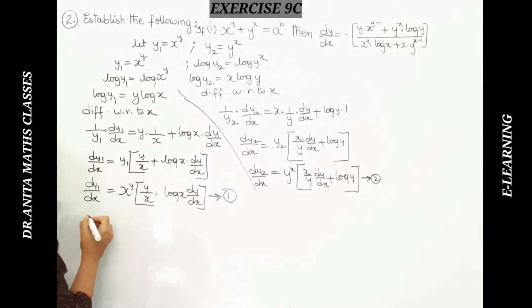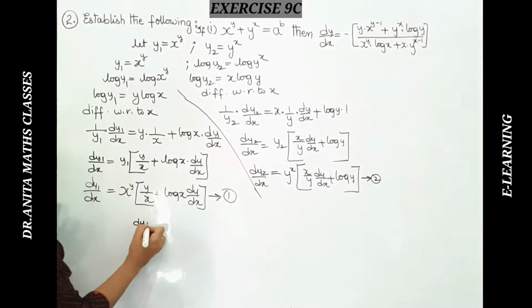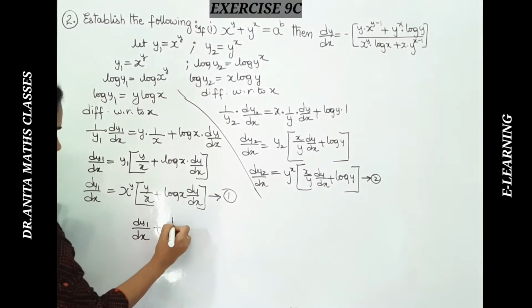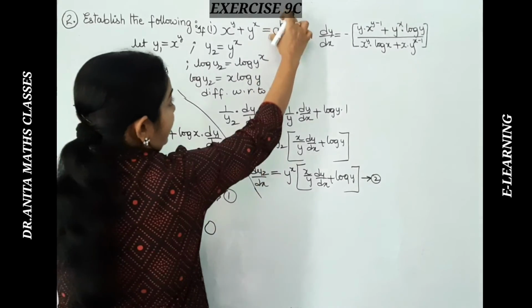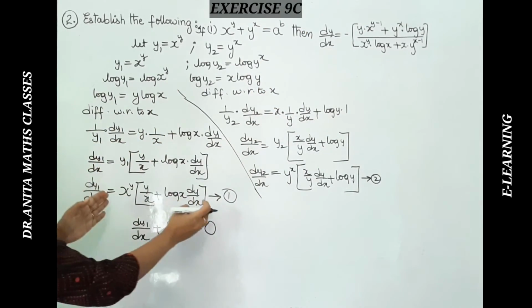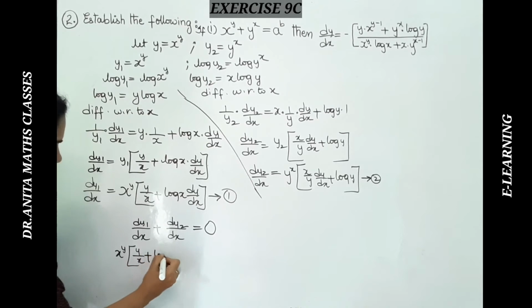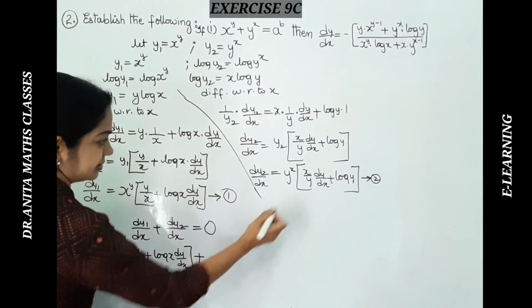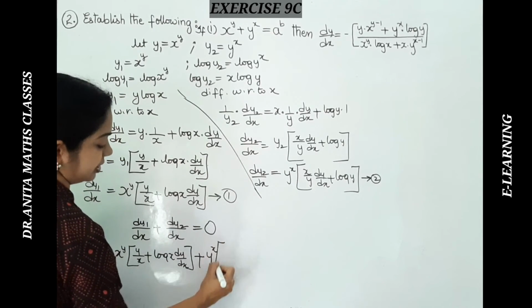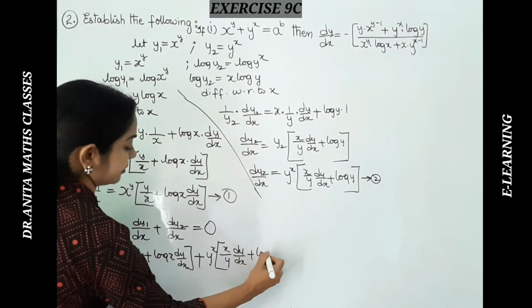So that means let me write it here, dy1 by dx plus dy2 by dx is equal to 0. Differentiation of a raised to the power of b is 0. So these two I can add them, equation 1 and equation 2. y by x plus log x dy upon dx plus this one, that is y raised to the power of x by y dy by dx plus log y.